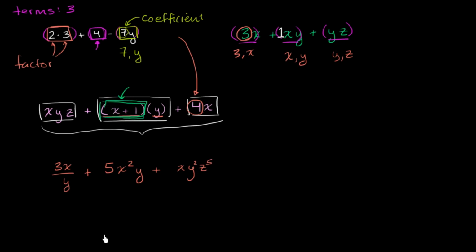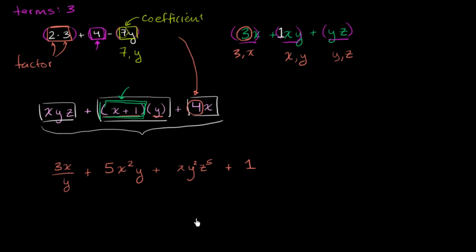Now let's look at this one. How many terms? Well, once again, there's clearly 3. Actually, let me add one more because I'm tired of expressions with 3 terms. So I'm just going to add a 1 here. So now we clearly have 4 terms. This is the first term, second term, third term, fourth term.